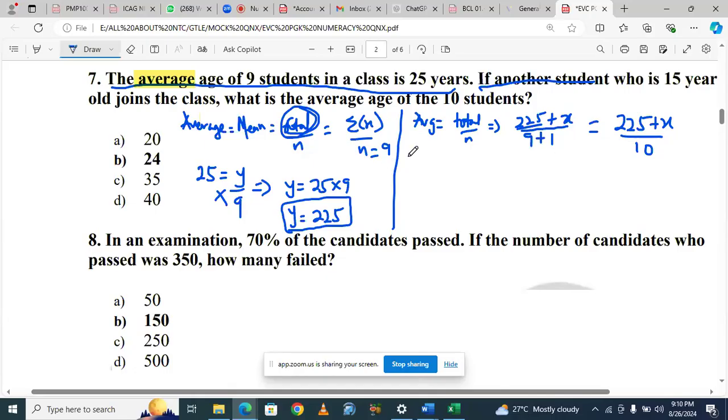Now you're looking for the new average. Let me call it C. So now C is equal to 225 plus, let's say, X, all over 10. Can someone help us to solve it?